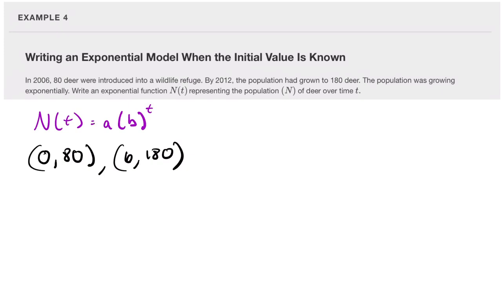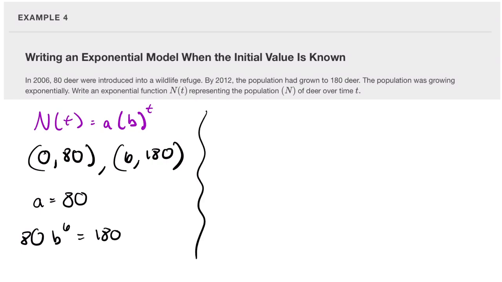Okay. So again, if we let t be 0, that means that A is going to equal 80. So then we have 80 times b to the power of, now we're letting t be 6, and the output is 180. So then b to the power of 6 equals, I think that was the 9 over 4 that we had. So we should take the 6th root on both sides.